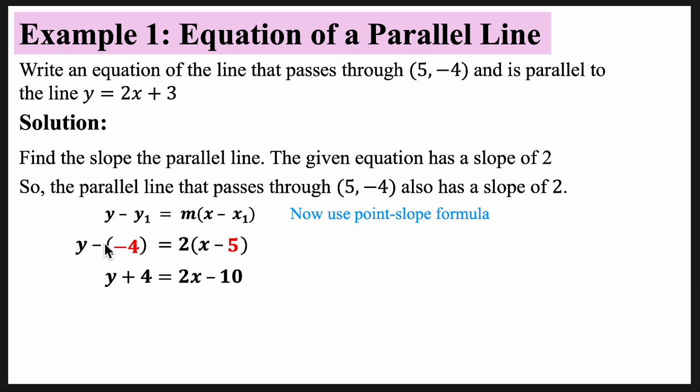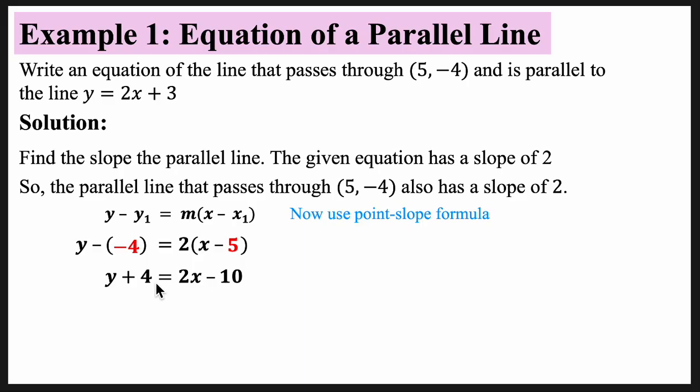And again, right here, when you have a minus and a negative number, when those two minuses face each other, that turns into a plus. So y minus negative 4 is the same thing as y plus 4. And then over here, we can distribute the 2. 2 times x is 2x, and 2 times negative 5 is negative 10.